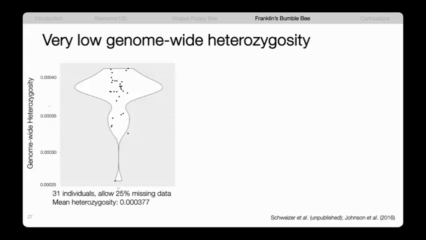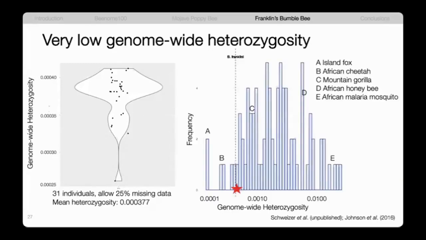So here on the left is a violin plot of individual heterozygosity values for our filtered data set of 31 individuals. Here we're looking at around 210 million sites. So the mean heterozygosity is 0.000377, and this is a really low value, and actually one of the lowest published values for many species.